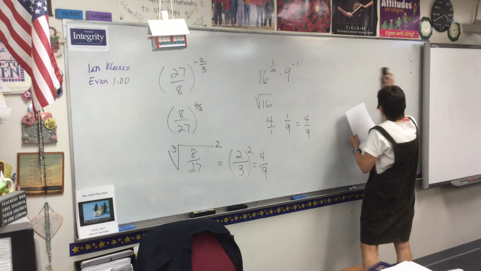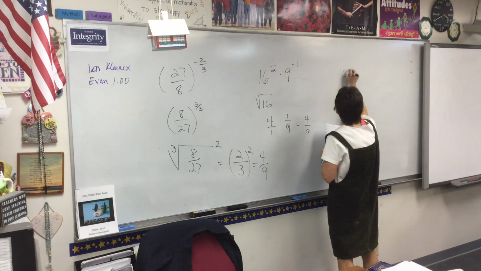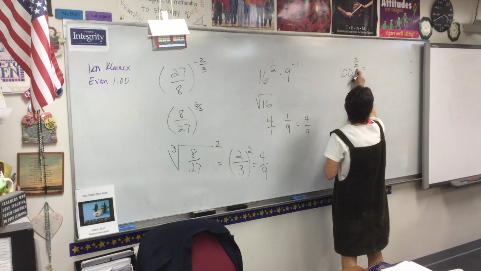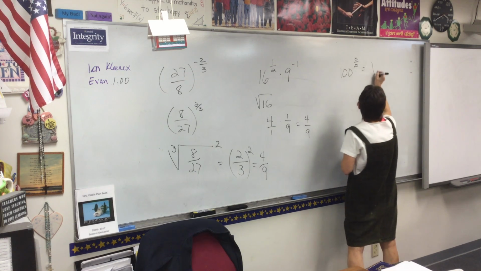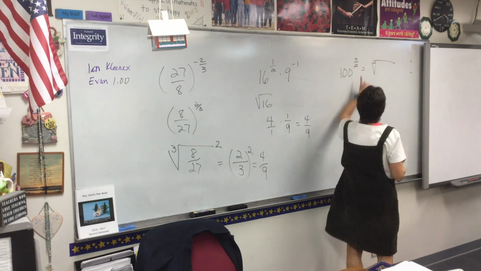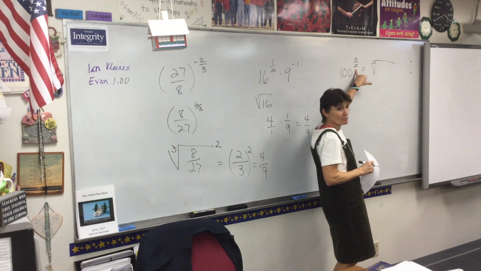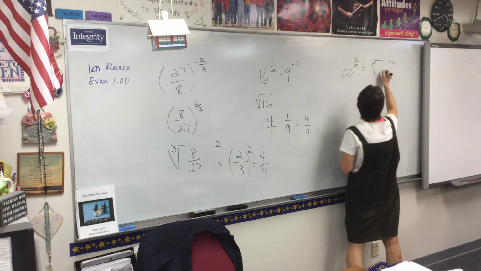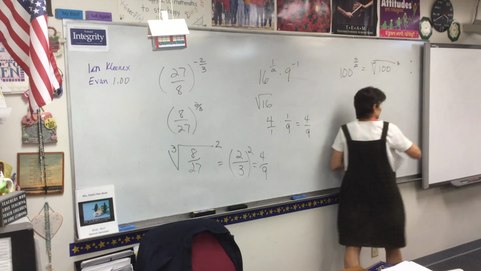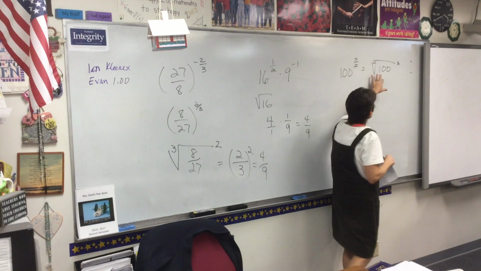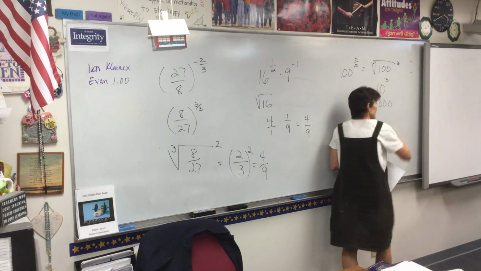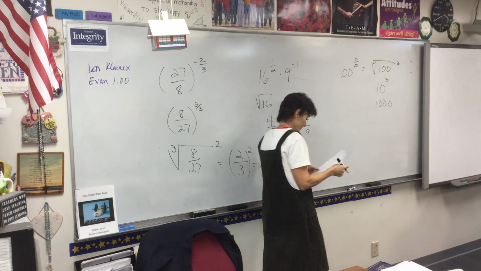Colin, what do we think when we see 100 to the 3/2? A radical. It is a radical, but it's a square root, because the denominator tells me which root. So it's going to be the square root of 100 cubed. The square root of 100 is 10, and 10 cubed is 1,000.